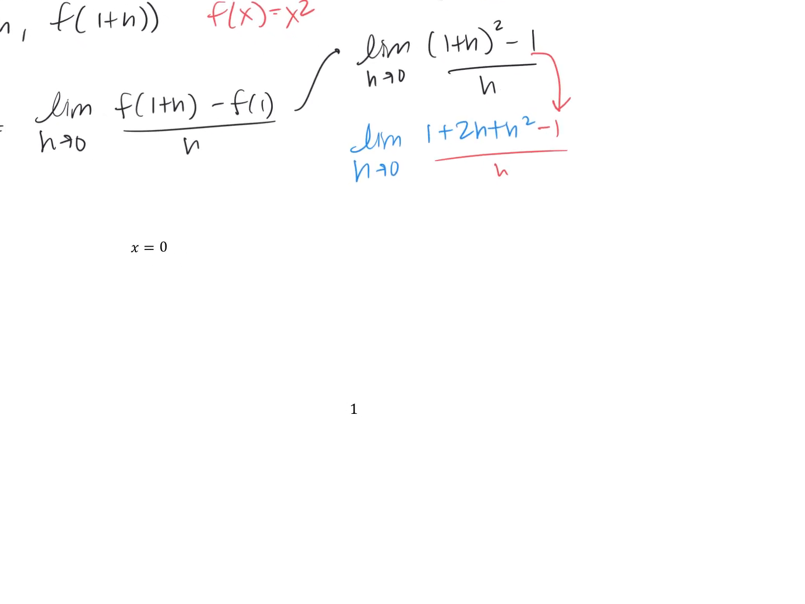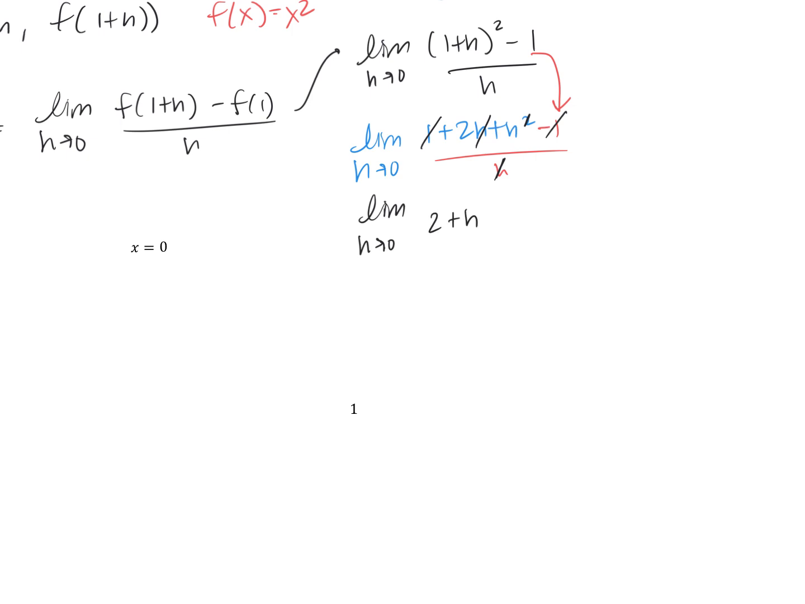Anything cancel out? Hey, we got 1 minus 1 cancels. What about the rest of the things? What happens? They all have an h. If everything left doesn't have an h, we got a problem. Everything has an h, so I'm going to say you're gone, and you're gone. So what am I left with? The limit as h approaches 0, what would we be left with? 2 plus h.